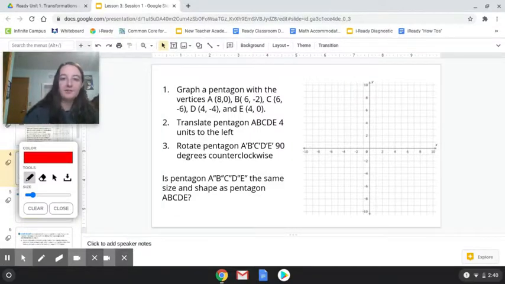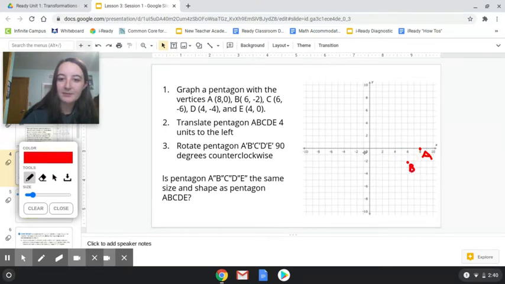All right, so first we need to graph a pentagon. So we have our A at 8, 0, so we go to the right 8, and then we go up 0, so there's our A. Then from here we have our B, which is at 6, -2, so we go to the right 6, and then we go down 2. So there's our B.